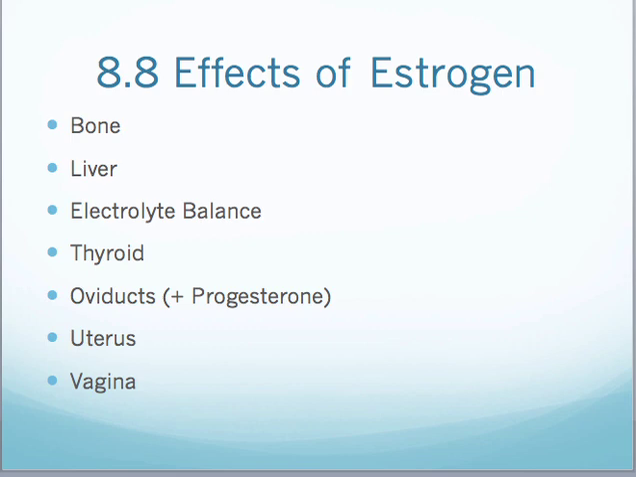In the thyroid, it is going to exaggerate the effects of TSH secretion. Estrogen in conjunction with progesterone, they will both have a positive effect of growth, development, and maintenance for different parts of the female reproductive system, such as the oviducts, the uterus, and the vagina.